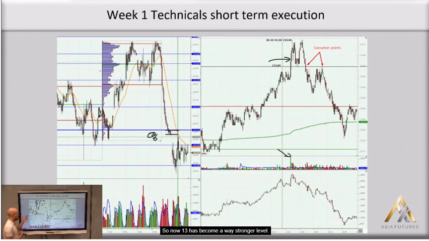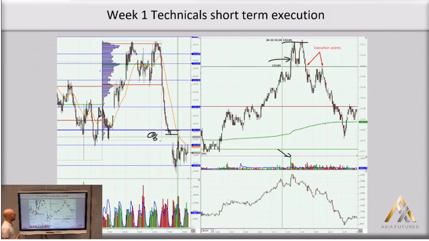So now 13 has become a way stronger level. It's already looking stretched. It's a little bit of a level, it's not a great one, but it's good enough now because it already looks stretched. And it's in an area that you want to sell. You try and sell the gap close. If you do it that way and you sell 13, which Harry Hindsight gets it right every time, it looks wonderful. It's an absolute perfect trade.